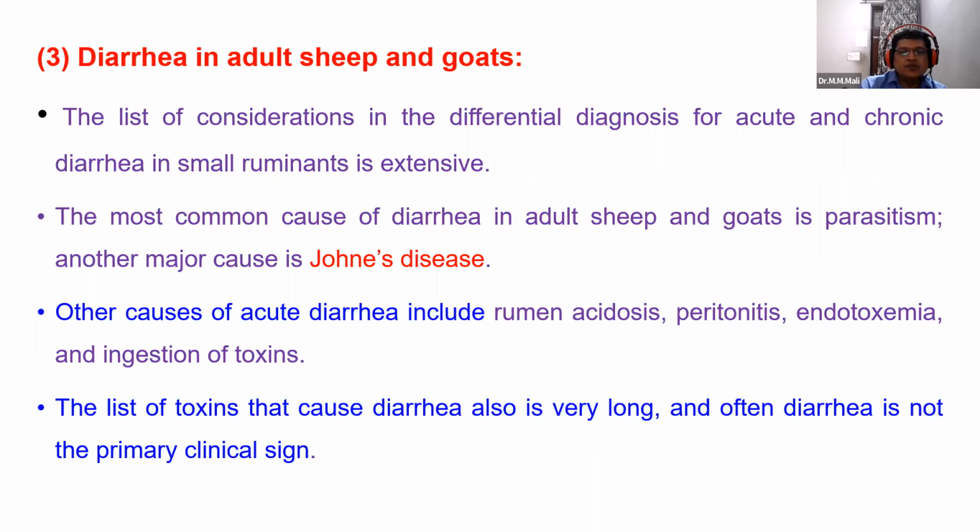Other causes of acute diarrhea include rumen acidosis, peritonitis, endotoxemia, and ingestion of toxins. The list of toxins that cause diarrhea also is very long, and often diarrhea is not the primary clinical sign in case of adult sheep and goats.